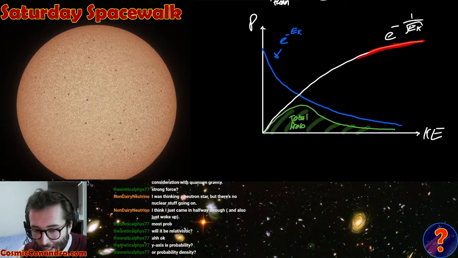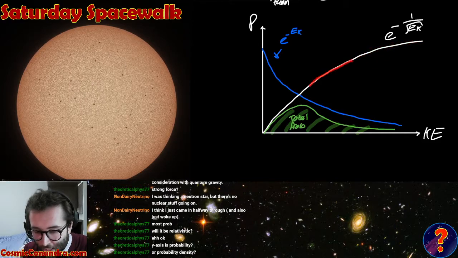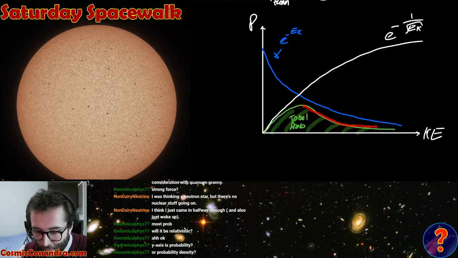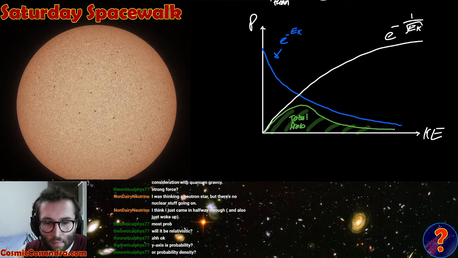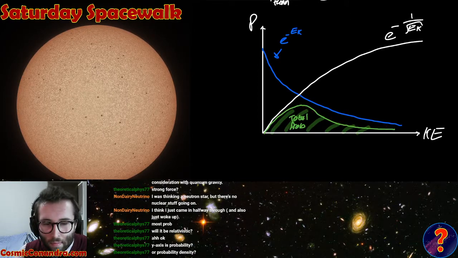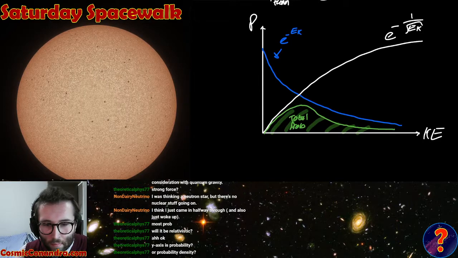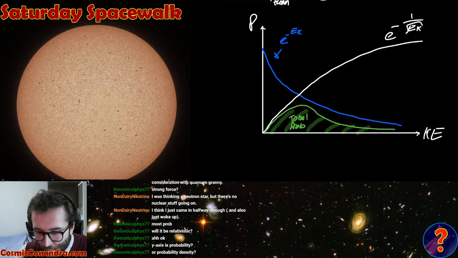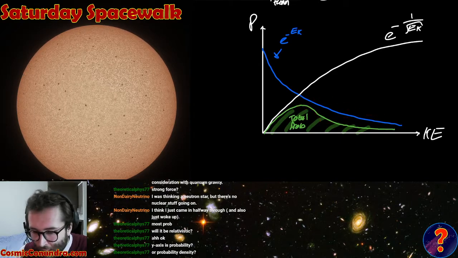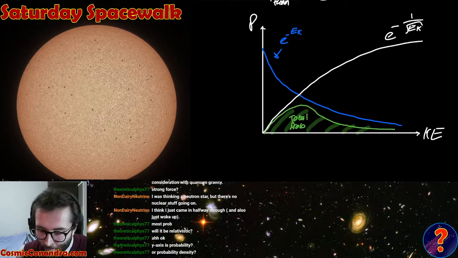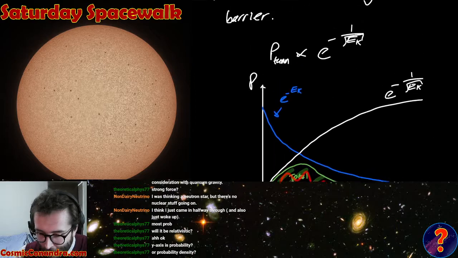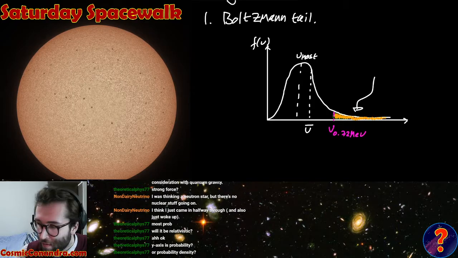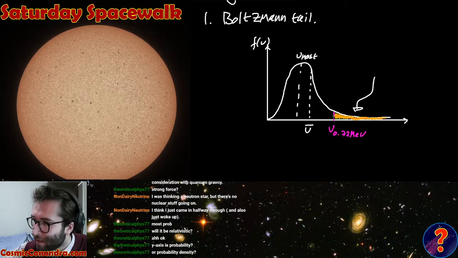This function up here is quite large. This is an increasing function. Actually, should this green function maybe come above here, shouldn't it? Yeah, I think possibly it should come above here, but it doesn't matter anyway. The point is that this total green area here is larger than this area here. So that means that this quantum mechanical tunneling dominates over this Boltzmann tail effect.